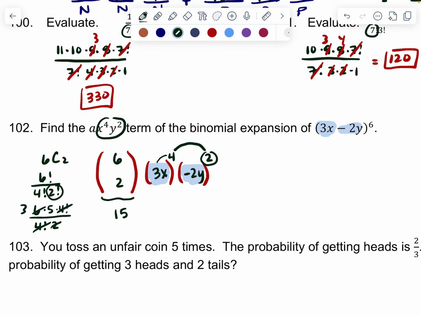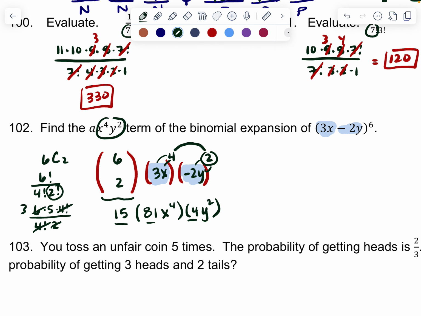Then I know that 3 to the 4th power is 81. And then x to the 4th power is x to the 4th. I know that negative 2 squared is 4. And then I have that y squared, which is y squared. Okay, so now all I really have to do is multiply these together. I'm going to go ahead and use my calculator for that. 15 times 81 times 4.